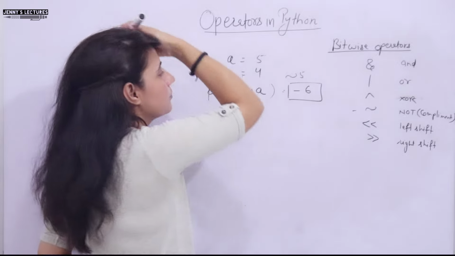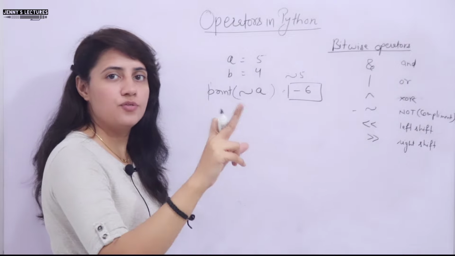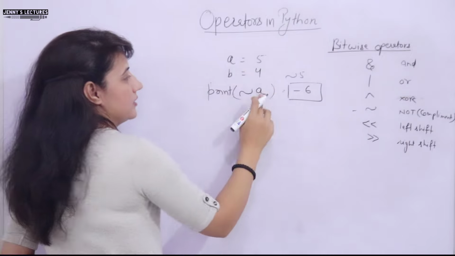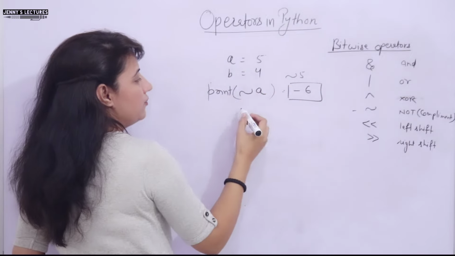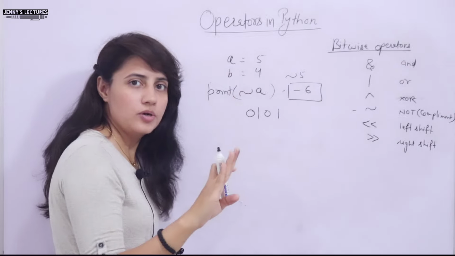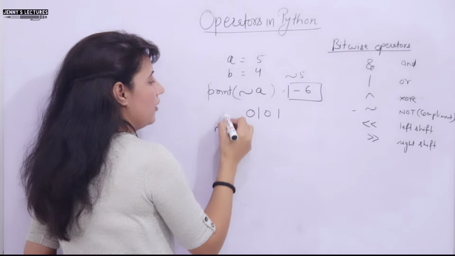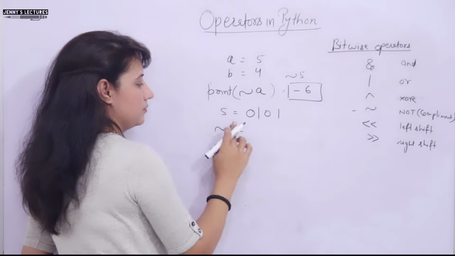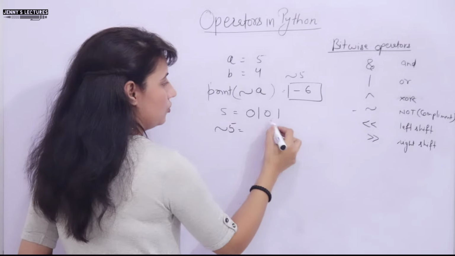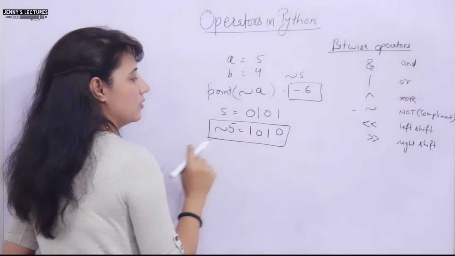Now let's see. This NOT will reverse the bits. If bit is 1, it will be 0. If bit is 0, it will be 1. So now let's see. Negation of 5. 5 in binary we have 0, 1, 0, 1. In 4 bits I am representing the number. Okay. This is 5. Now negation of 5 would be reverse the bits: 1, 0, 1, 0. So this would be negation of 5.